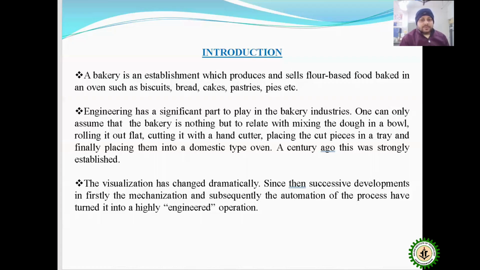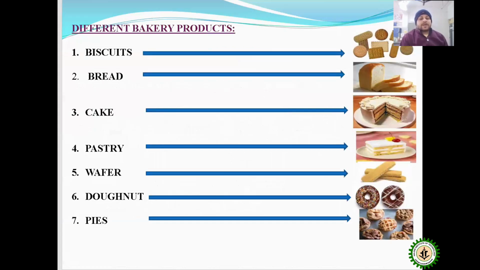Now, in recent years, the visualization has changed dramatically, with the successive development of mechanization and automation systems. So the process of making bakery items has changed and turned into a highly engineered operation. Okay, in my next slide, we discuss the different types of bakery products, starting from biscuits.